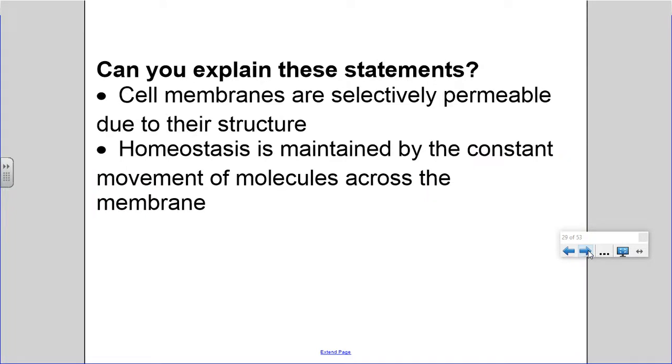Okay, now that you have learned about the cell membrane and homeostasis and cell transport, you should be able to explain these two statements.